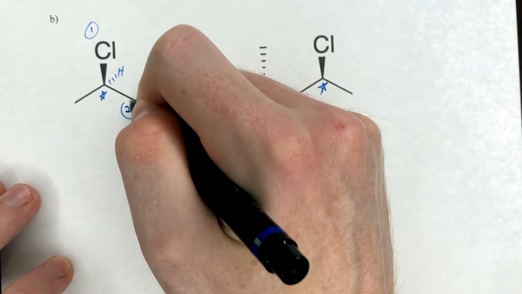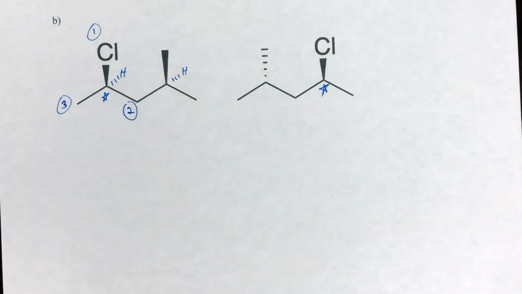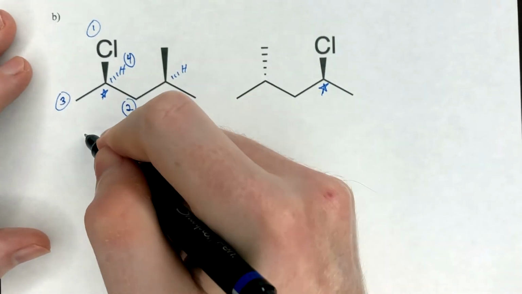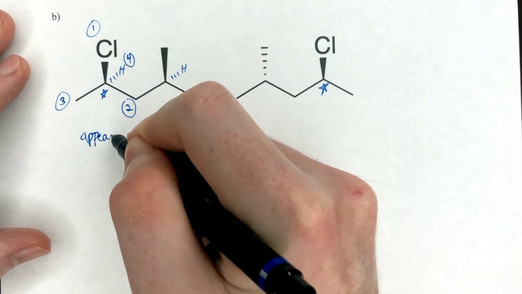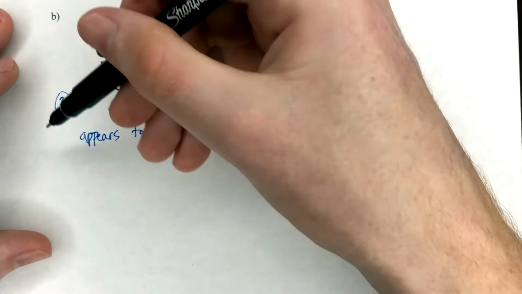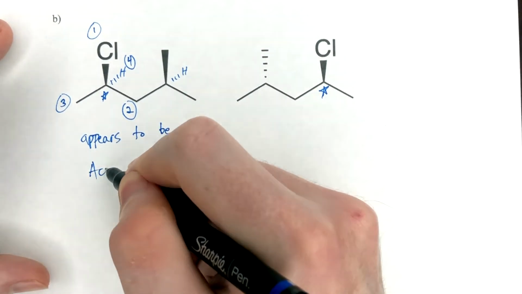So this is group priority number 2, and the methyl here is then number 3, and the hydrogen, of course, is the lowest priority. So this appears to be R, because it's going clockwise. The hydrogen is in the back, so it is actually R.